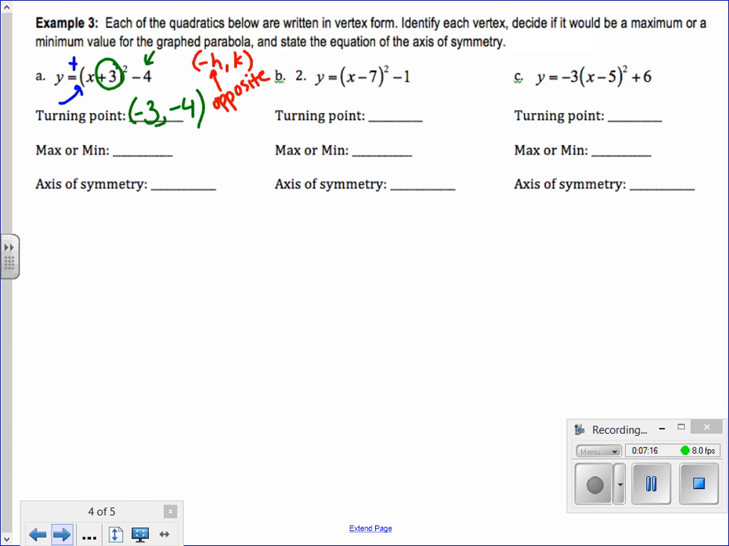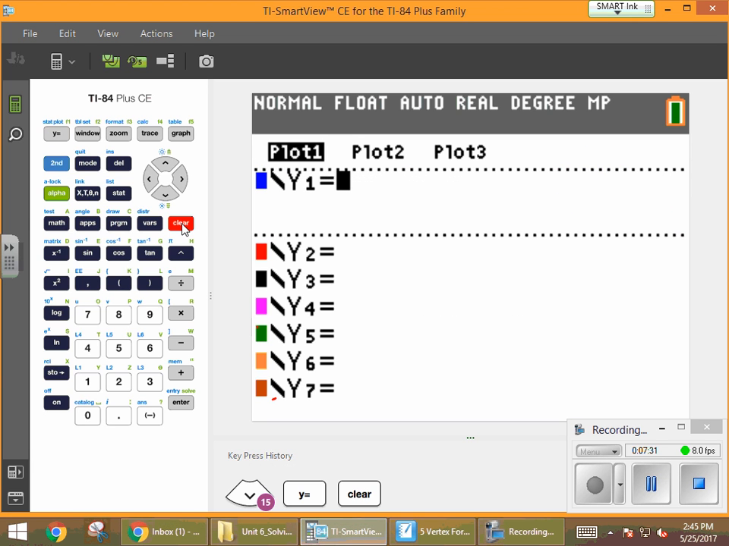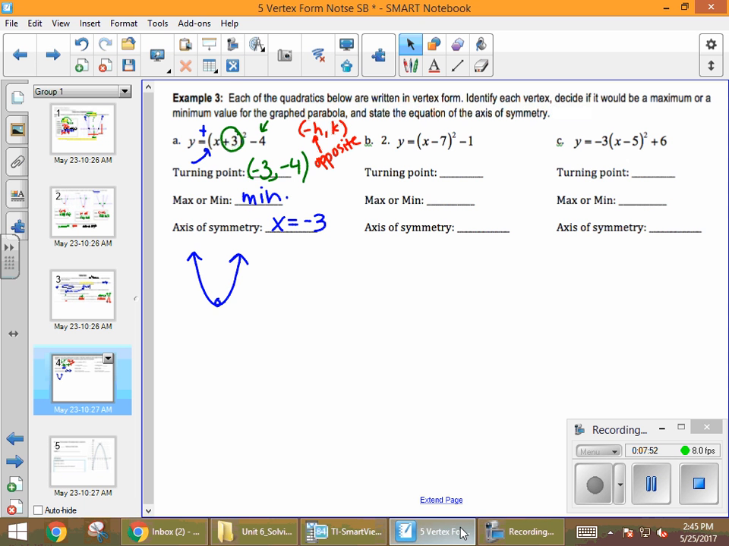This would be, well, let's see, we have a positive. There's no negative in front, so my graph is going to open up, which tells me I'm going to have a minimum. And my axis of symmetry is always equal to the x value of the turning point. If you struggle to see that, go ahead and graph it on your calculator. When I graph this function, (x plus 3) squared minus 4, you should be able to see that I have a minimum, and it also appears that your vertex is at negative 3, negative 4.